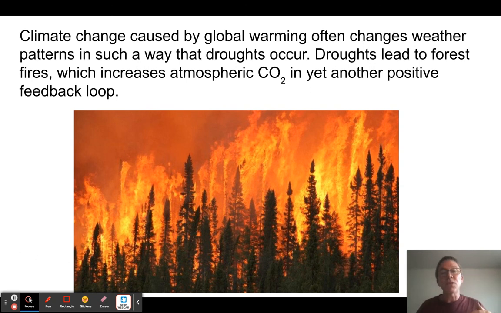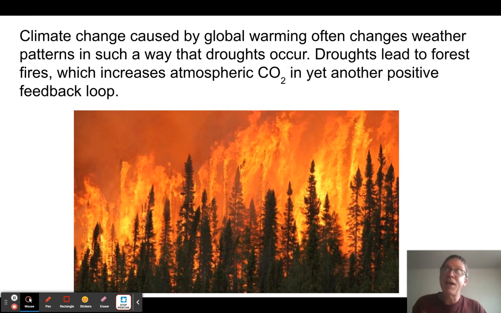Well, so what happens then is as the temperature goes up, forest fires become more likely because of the desiccation, drying out of the wood and the other fuel that's on the forest floor, forest litter. And so that makes forest fires happen more, which puts more carbon dioxide in the atmosphere. So yet another positive feedback loop. As you can see, positive feedback loops are what global warming is all about.